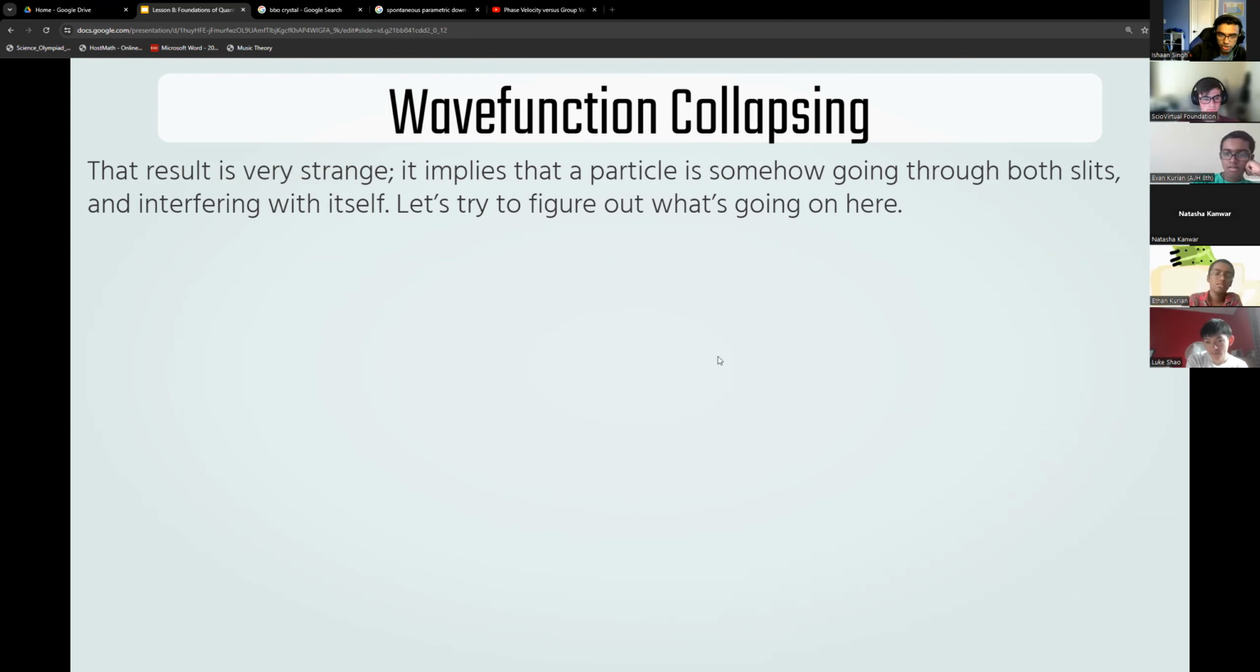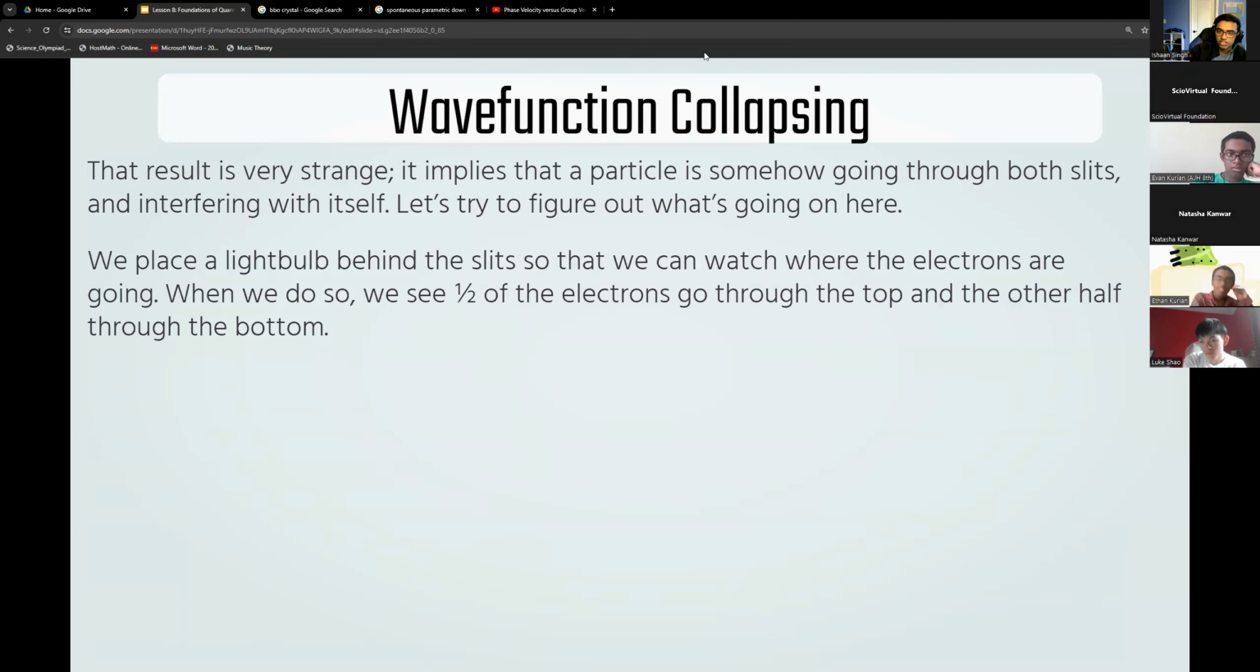Okay. So what we then do is we're going to place a light bulb. If I draw the situation, we have our device that's producing electrons that go in all these directions. And then we have our two slit guy right here. And we're going to put a guy right here that's going to watch the electrons as they go through, right? And he's going to see, okay, I see some electrons going through the top. And I see some electrons going through the bottom. This guy is watching where those electrons go, and he is counting the number of them.